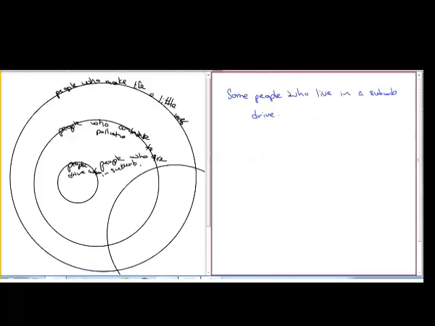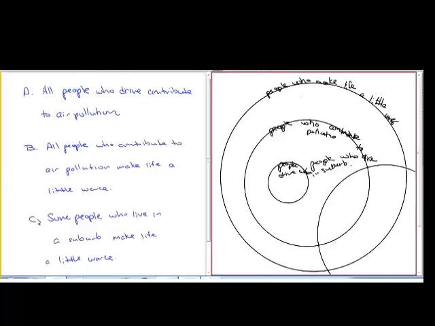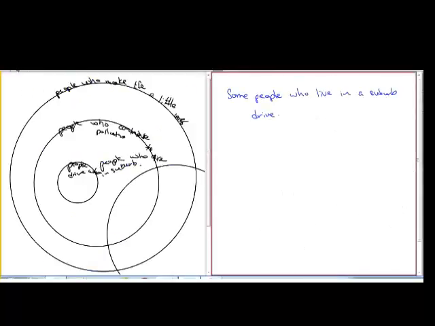Again, the statement is probably true. Some people who live in the suburb drive, but the argument is not valid. The bottom line, as I said, is when you have existential qualifiers like all or some, these aren't very useful for validating arguments.